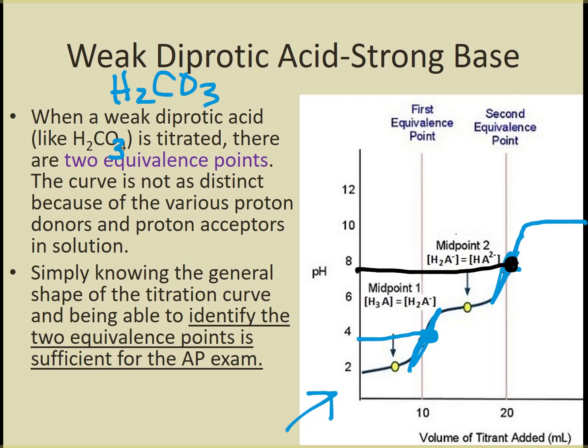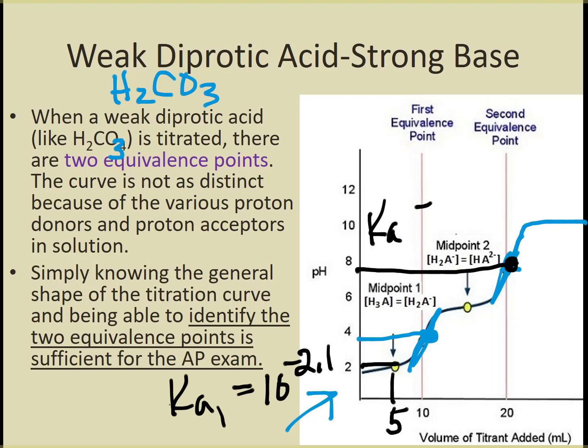And on the AP test, that's all you have to do is identify what the equivalence points are, and you should be able to do each of the Kas. So go to the halfway point. So on this one, it'd be around 5. And then I would just read this as above 2. So maybe it's like 2.1. So I would do 10 to the negative 2.1. That would equal the Ka of the first one. And then on the second one, I would say the Ka of the second one is equal to 10 to the minus, I don't know, 7.5. Okay, and then press enter.